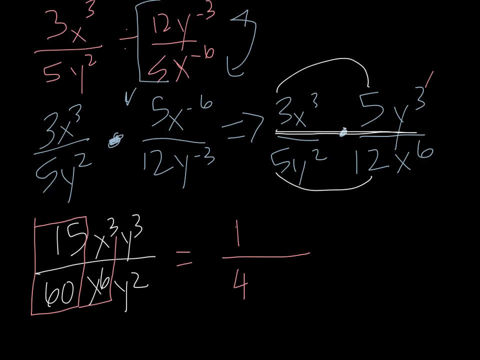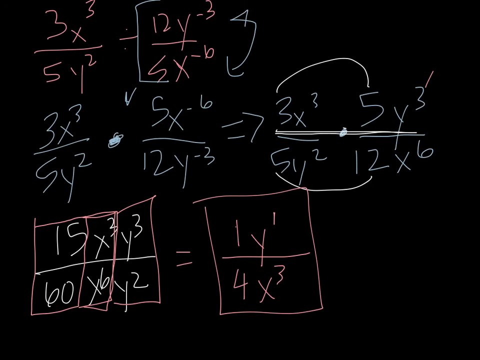I can now simplify my x's. There are more x's on bottom, so my x will be on bottom. Remember, you subtract your exponents, so 6 minus 3 is 3. And for my y's, there are more y's on top, so I do 3 minus 2 and I get 1. So that's my final answer. Bing, bada, boom.